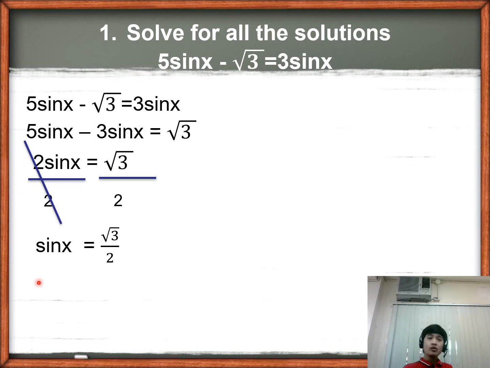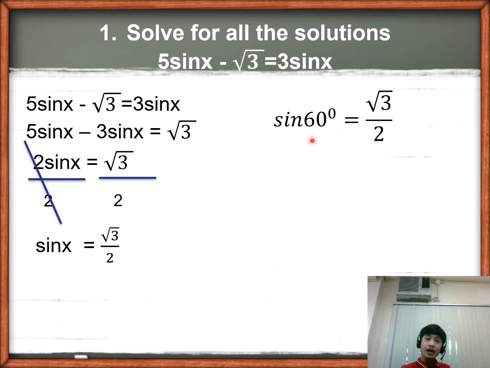Okay? So if we go back to the special angles, the angle that will give sine the value of square root of 3 over 2: first, sine 60 degrees is equal to square root of 3 over 2. In the functions of special angles, 60 degrees or pi over 3, when we relate it to sine, that is square root of 3 over 2. But it says solve for all the solutions, so it is not only sine 60 that will give sine the value of square root of 3 over 2.